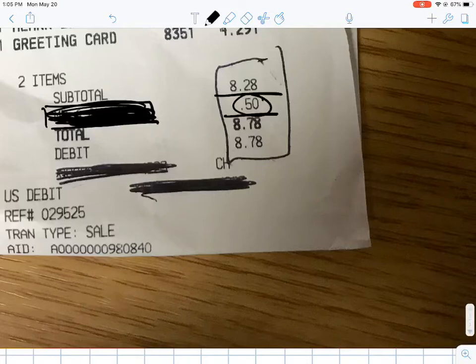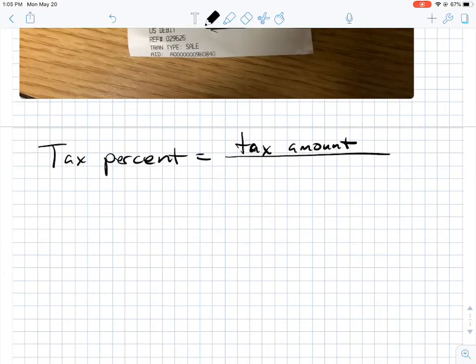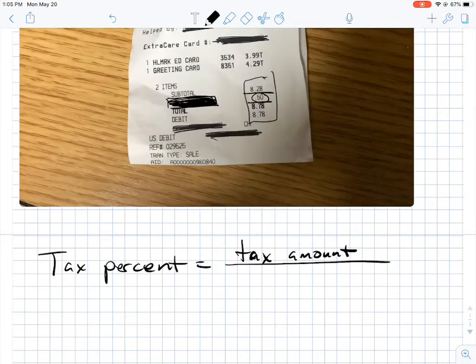So I wouldn't even need to do the calculation there. All I need to know is the tax amount, which is usually on your receipt. All right, so there's my tax amount. And even if it's not there, just simply take your total and subtract the subtotal. That will be your tax amount.